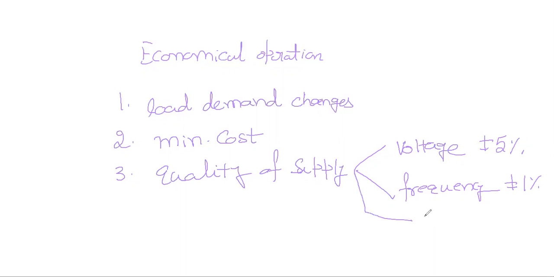And the level of reliability of the system should be high. So these are the important requirements for a properly designed power system. The cost of energy should be minimum, and that is called the optimal operation or economical operation.